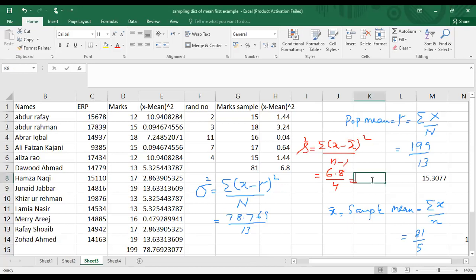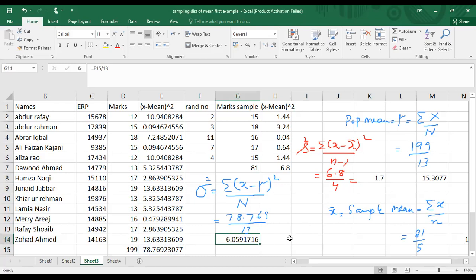This is equal to 6.8 divided by 4. The sample variance is 1.7, and population variance is computed here is equal to 78 divided by 13, because the size of population is 13. The sample variance is 1.7, while the population variance is 6.05. Now, all of the elements from the question has been completed.